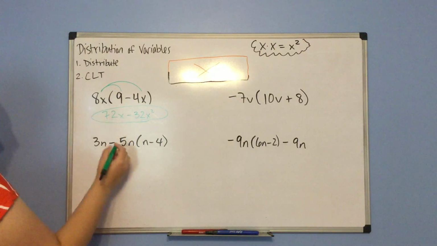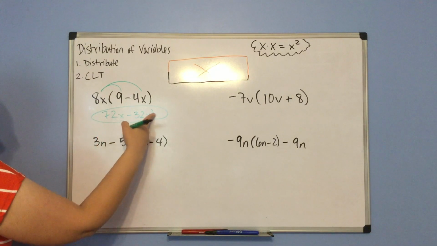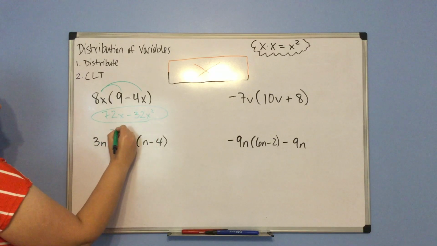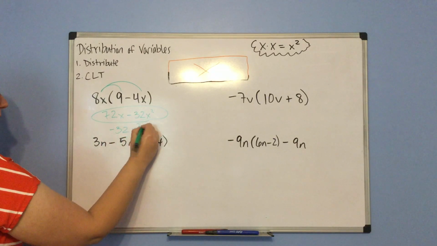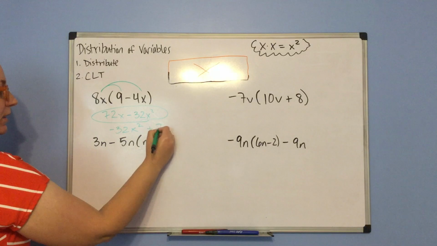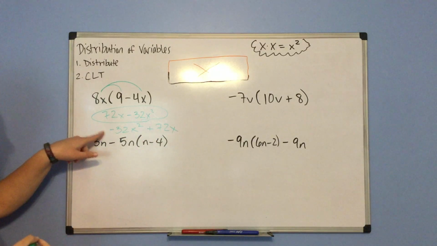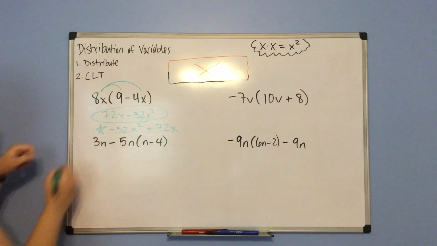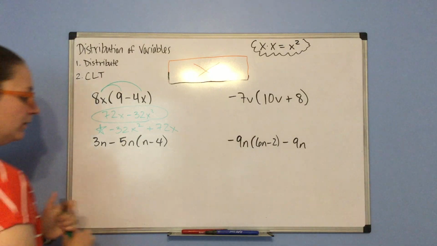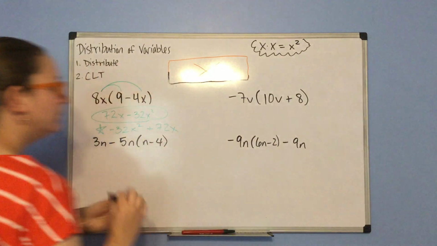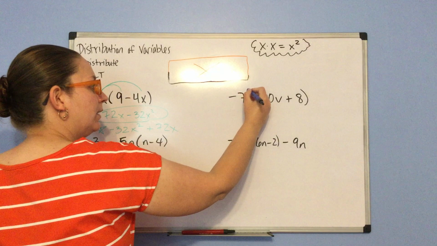So this is pretty good. The best final answer would be to put my x squared term first, so negative 32x squared, and then plus 72x. Either one is fine. This one right here, a little bit better. Let's try another one. Same idea.